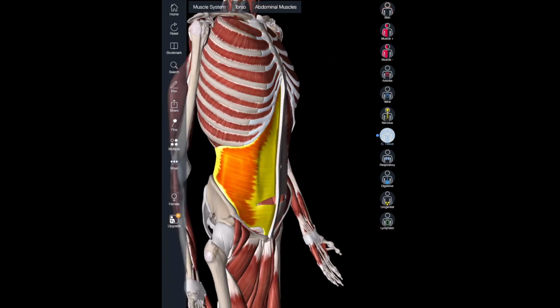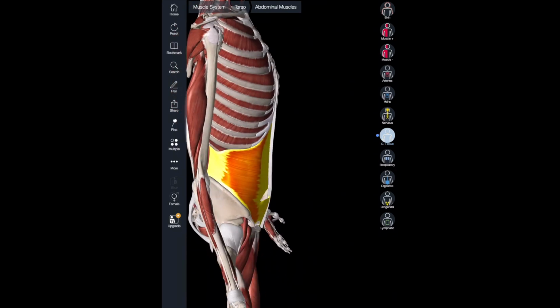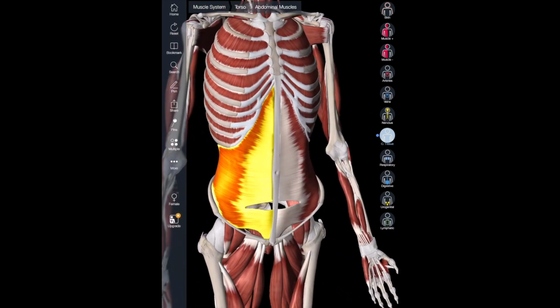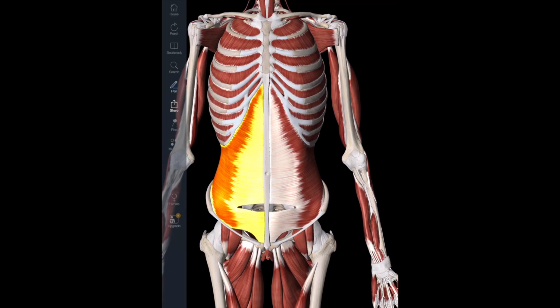And so see how it attaches all around the rib cage, all around to that thoracolumbar fascia, all around the pelvis, and to the inguinal ligament. That's its origin. Its insertion is the linea alba, or we could say the abdominal aponeurosis. The abdominal aponeurosis is the tendon part all in through here that then attaches here to the linea alba, that central part that all of the abdominals attach to.